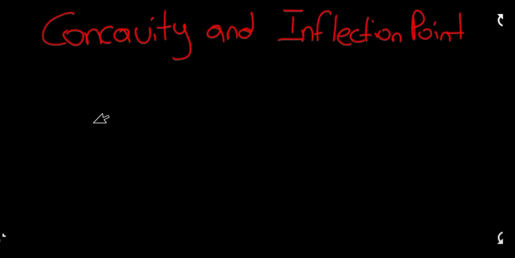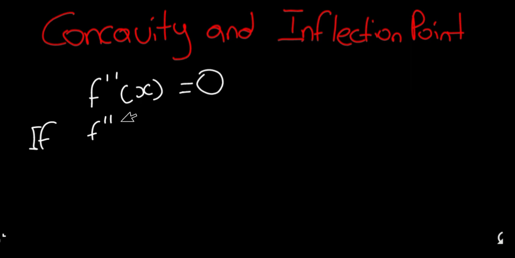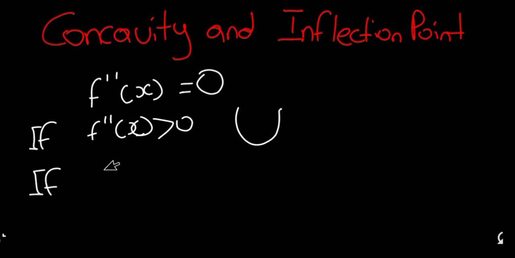In this video, we're going to go over concavity and inflection point. Now, an inflection point occurs at a point whereby the second derivative is equal to 0. If the second derivative is equal to 0, then we're going to get the inflection point. If the second derivative is greater than 0, then the shape of the graph will be concave up. If the second derivative is smaller than 0, then the graph will be concave down. This is called the second derivative test.